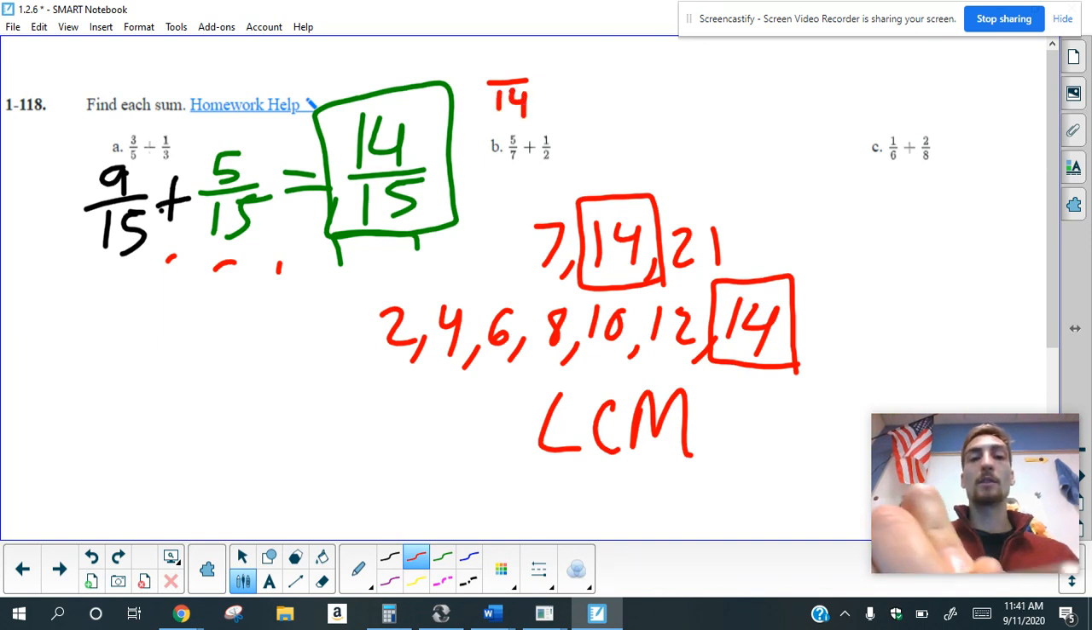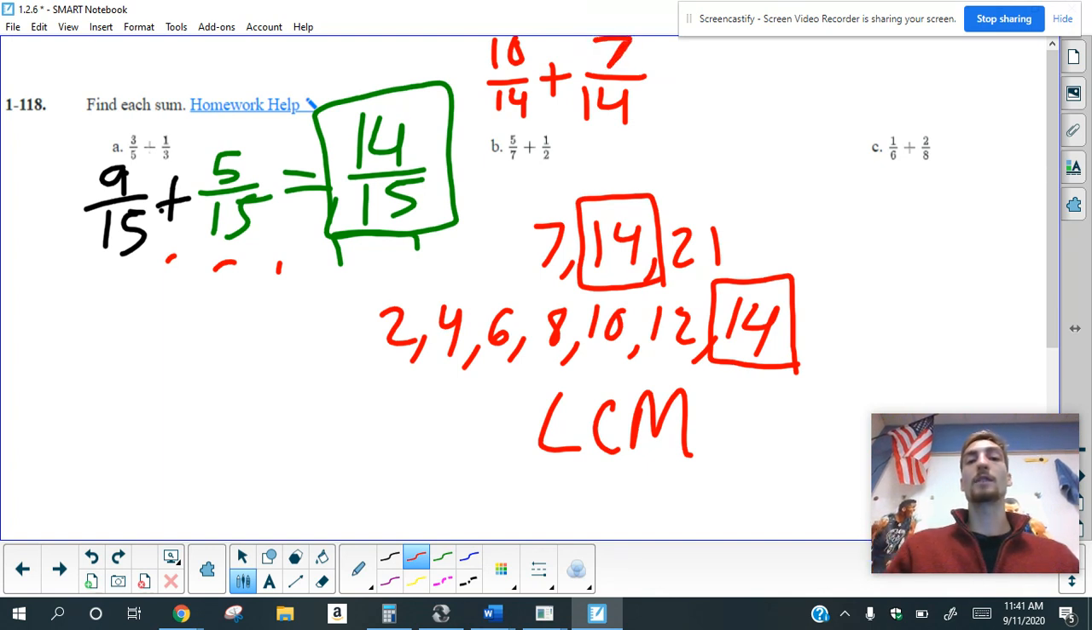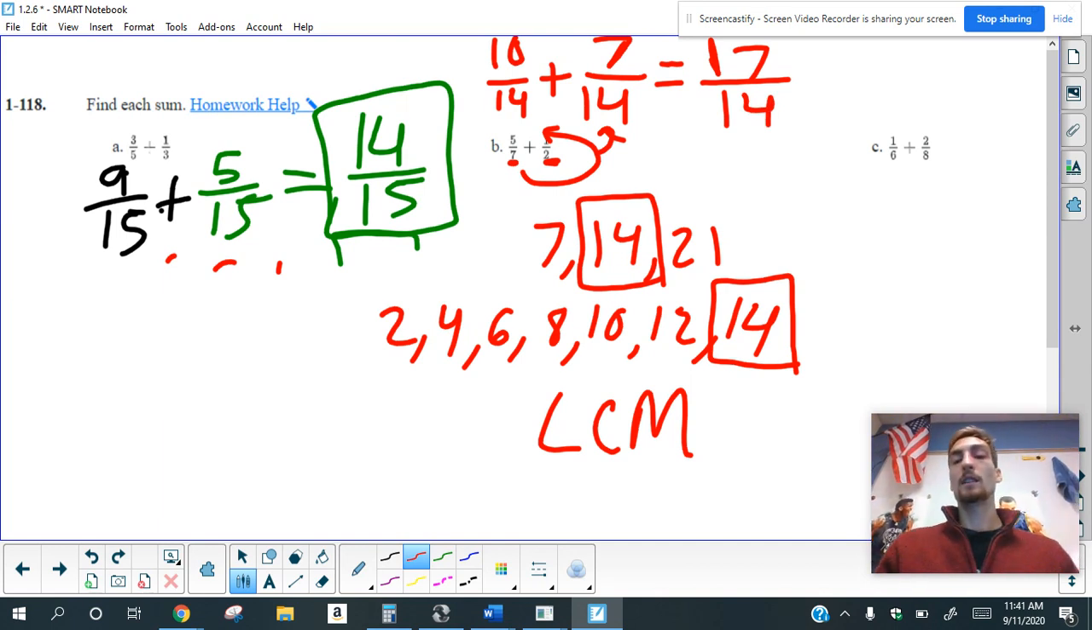5 over 7, well, that would become 10 over 14, right? And I'd have to add that to 1 over 2, which would become 7 over 14. So now that I've transformed these fractions into fractions with common denominators, then I can just add the fraction together. So 10 plus 7 is going to be 17, and then we keep the denominators the same, right? We don't add those denominators on the bottom, and so we have 17 over 14 for our final fraction.